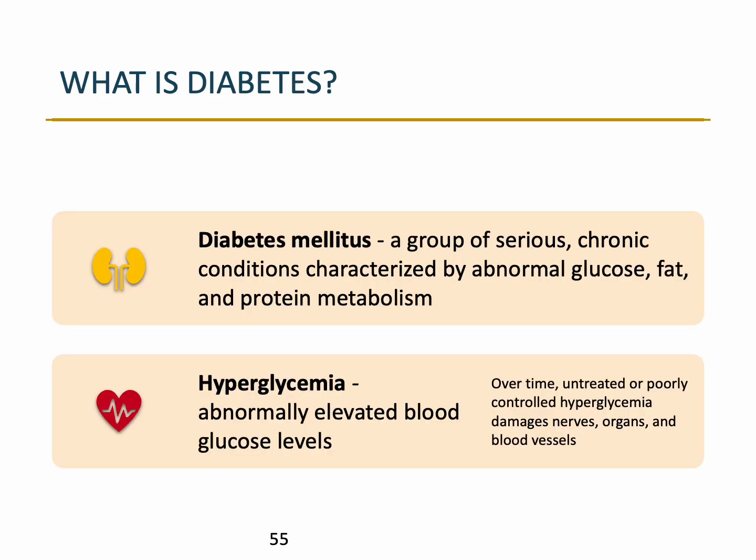So that brings us to talking about diabetes. You see the definition there, and it's really any disorder that's characterized by abnormal glucose, fat, and protein metabolism. Hyperglycemia is abnormally elevated blood glucose, which is really common in type 2 diabetics. And we'll talk about the different kinds of diabetes here in a moment.